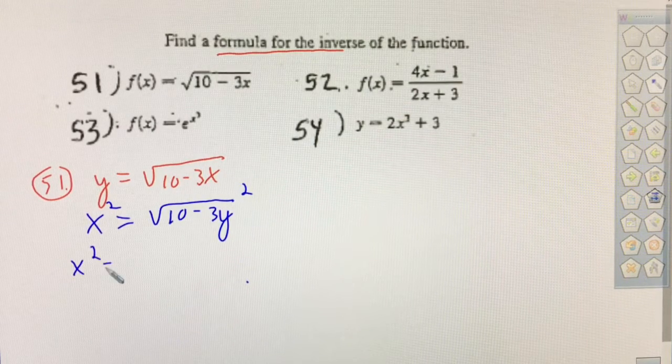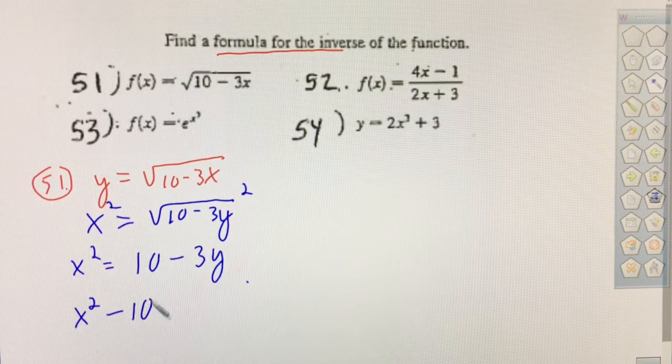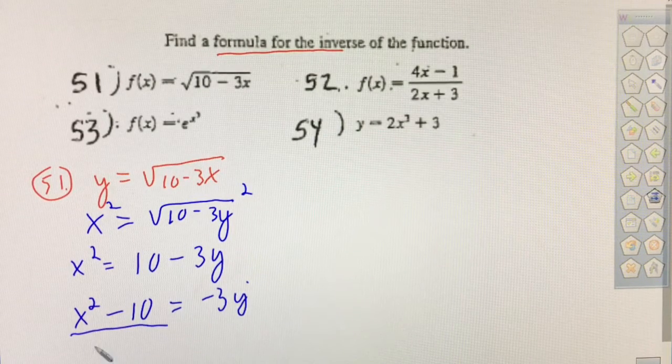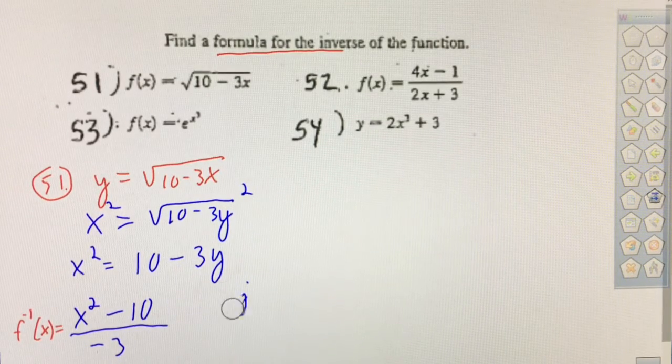Square both sides, that's x squared equals 10 minus 3y. Subtract 10, so it's going to give me x squared minus 10 equals negative 3y. Divide both sides by negative 3. And my inverse is going to be f inverse of x equals that. And I'm going to get rid of this over here to make it look more fancy.